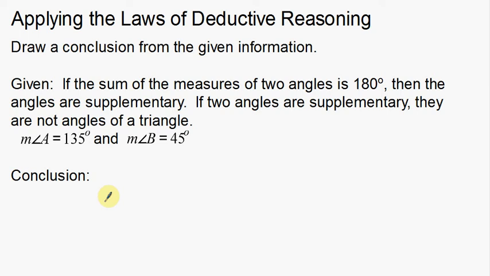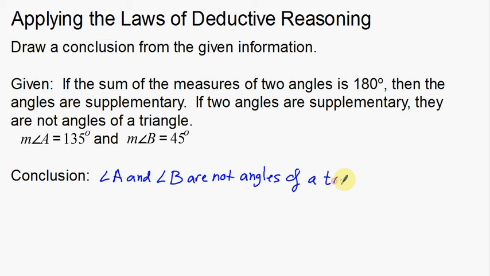Just like the last one, I'm going to read through this one more time. If the sum of the measures of two angles is 180 degrees, then the angles are supplementary. If two angles are supplementary, they are not angles of a triangle. Looking at these two angles, 135 degrees and 45 degrees, if I add those up, I do in fact get 180 degrees. So I can conclude that angle A and angle B are not angles of a triangle. There we go. I can come to that conclusion.